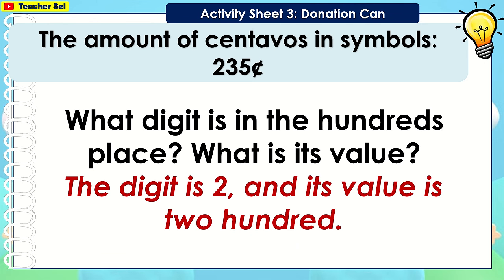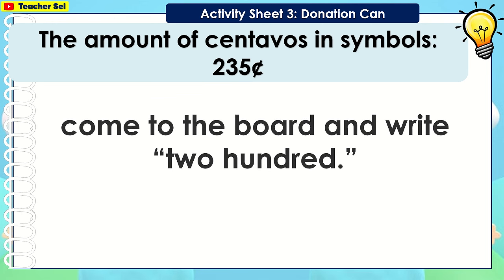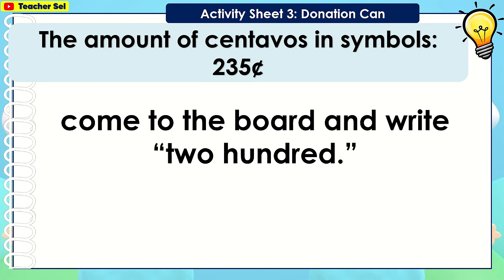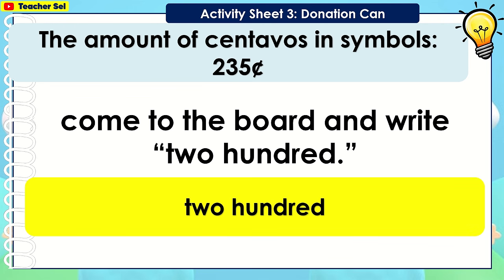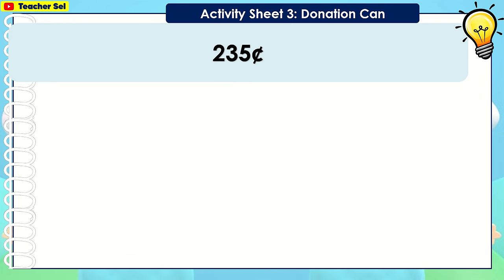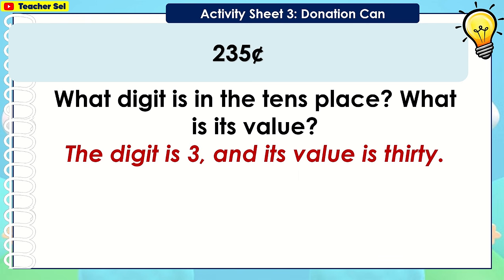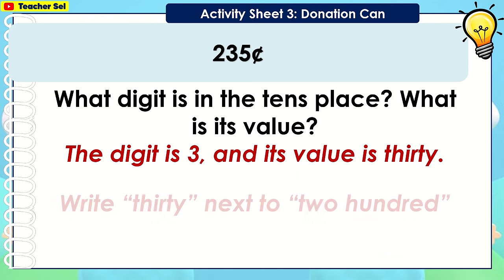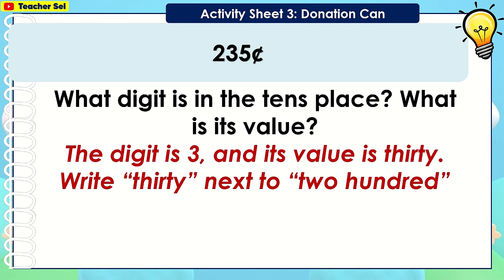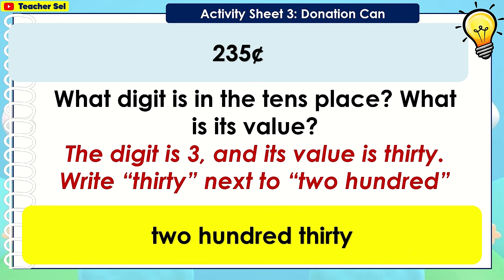What digit is in the hundreds place? What is its value? The digit is 2 and its value is 200. Come to the board and write 200. What digit is in the tens place? What is its value? The digit is 3 and its value is 30. Write 30 next to 200. 230.